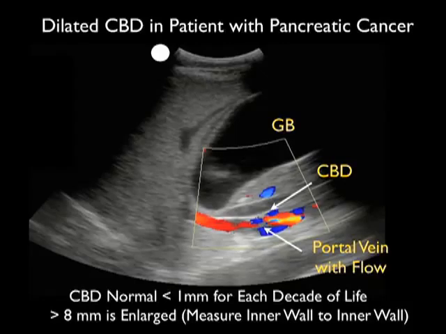Normal dimensions for the common bile duct is that it should be no larger than 1 millimeter for each decade of the patient's life. A common bile duct that measures across in diameter greater than 8 millimeters is universally enlarged. And when we measure the common bile duct, we're going to measure from inner wall to inner wall across the lumen of the common bile duct.